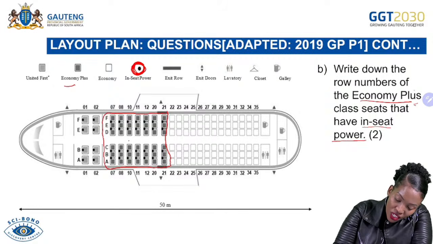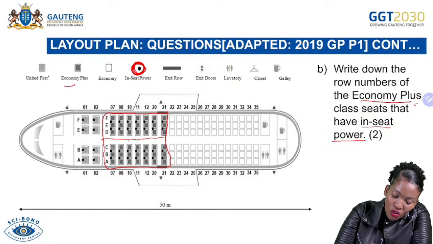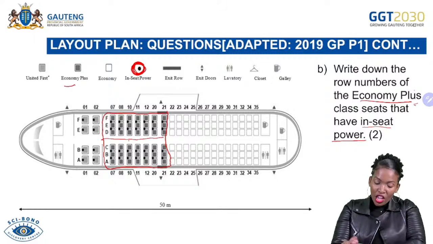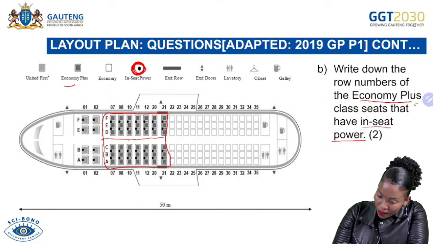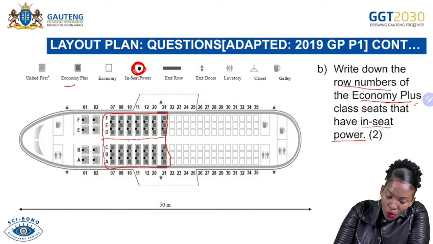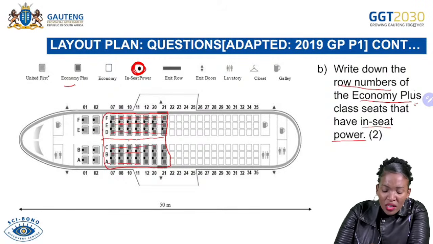So guys, looking at our seats here, you can see that these people are sharing those power sockets. It doesn't mean that every seat has a socket. So if they want us to write down the row numbers of the economy plus, all the rows actually have the in-seat power. Row E has the power. Row F has the power. Row D has the power. C, B, and A, because they are sharing.